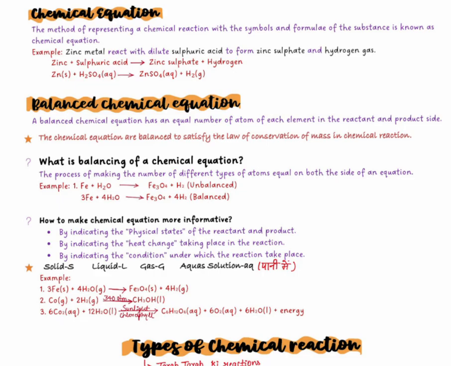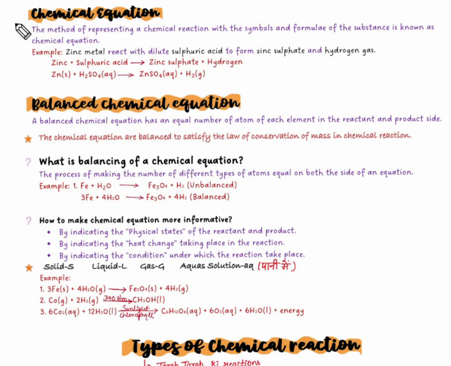Today we will discuss part two of CBSE class 10 science topic, chemical reactions and equations. In the previous part we discussed what is meant by a chemical reaction and what the characteristics of a chemical reaction are. In this class we will discuss how to write a chemical equation, how to balance a chemical equation, and different types of chemical reactions. So let us start with the definition of a chemical equation.